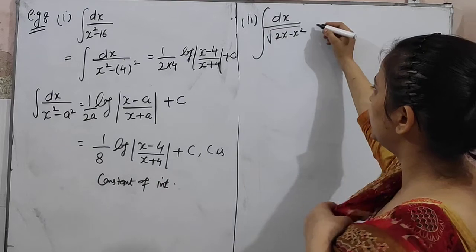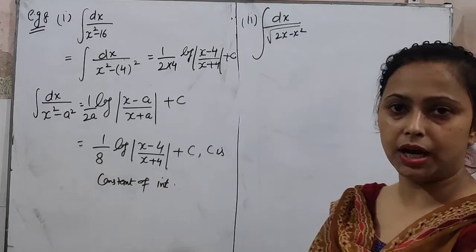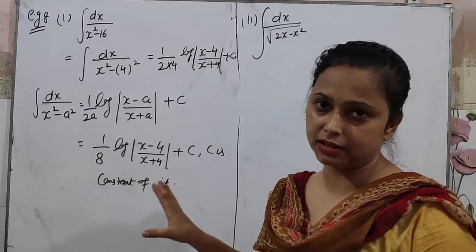Now this is dx upon 2x. If this question comes for 1 mark, then you will solve it in 1 or 2 steps. This is enough to solve.